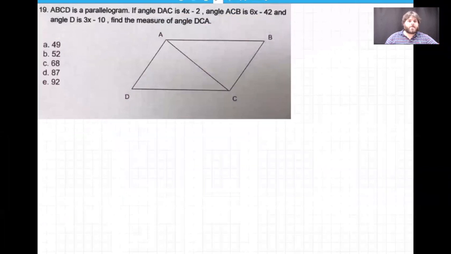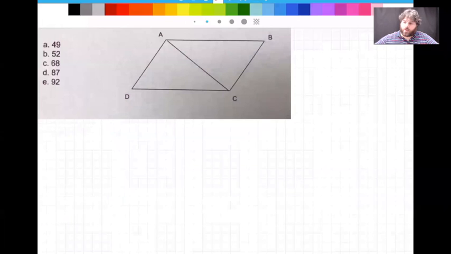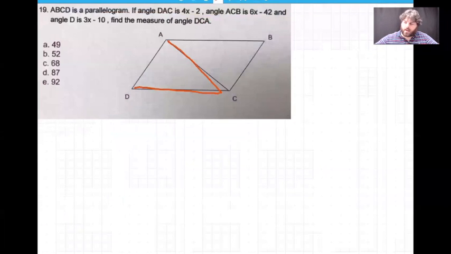All right, ABCD is a parallelogram. If angle DAC is 4x minus 2, angle ACB is 6x minus 42, and angle D is 3x minus 10, find the measure of angle DCA. All right, so ultimately what we're doing is we're looking for the measure of DCA. Okay, that's our goal. It tells us that DAC is 4x minus 2. That's that angle right there. It says that ACB, that's down here, is 6x minus 42. And angle D is 3x minus 10.